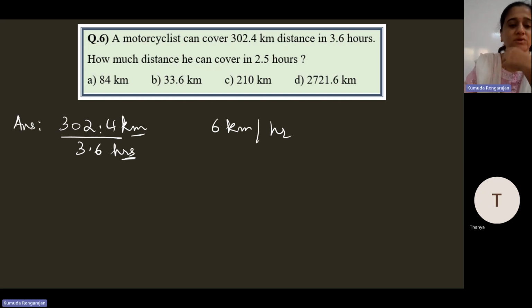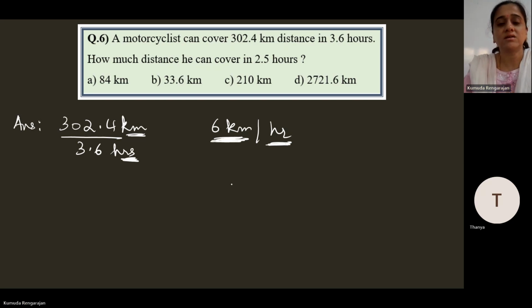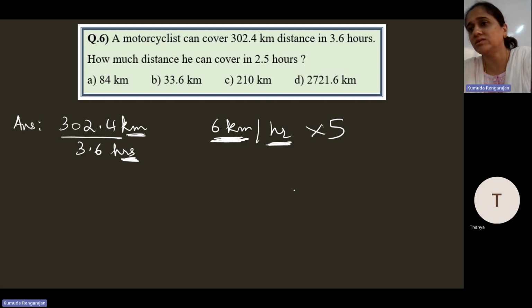When you divide, because they have different units, no? 302.4 is in kilometers, 3.6 is hours. So when you divide 302.4 by 3.6, say you get 6, and the unit will be kilometer per hour. That means 6 kilometers is covered in 1 hour. Then in 5 hours, into 5. In 1 hour, 6 kilometers; in 5 hours, into 5.